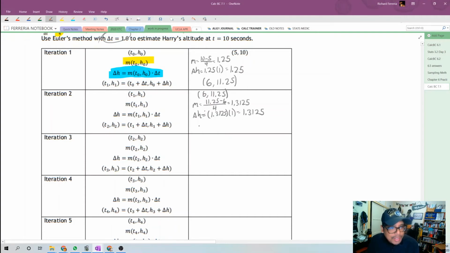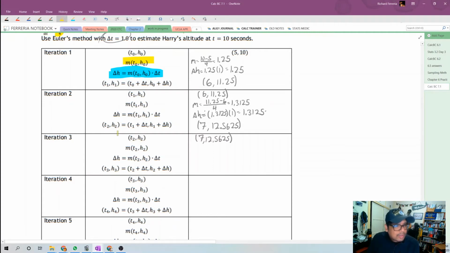And lastly, t plus delta t is 6 plus 1, or 7. H plus delta H is 11.25 plus 1.3125. That gives us 12.5625. Again, this is a place for your calculator. So we're not there yet. We're going to start at this new place, 7, 12.5625.